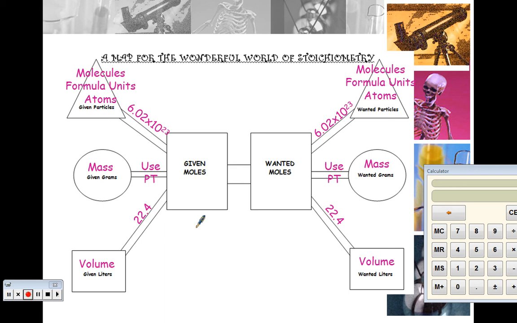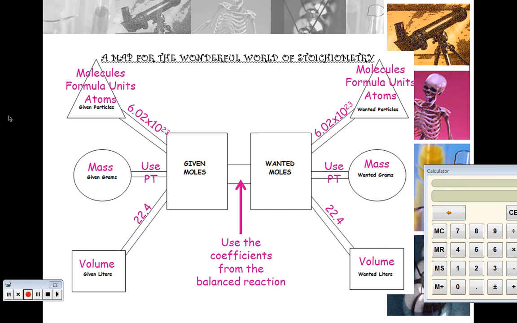So what that means is that if I have any of these starting points, I simply need to convert them to moles using one of these bridges. But once I get to the given moles, I need to switch sides to the wanted side, right? How do I do that? I use what? I have to use the coefficient.